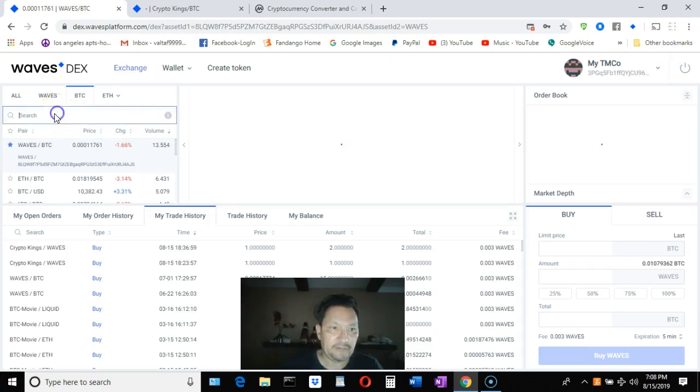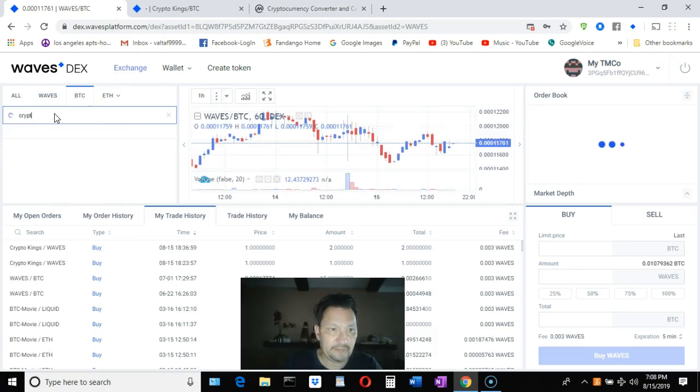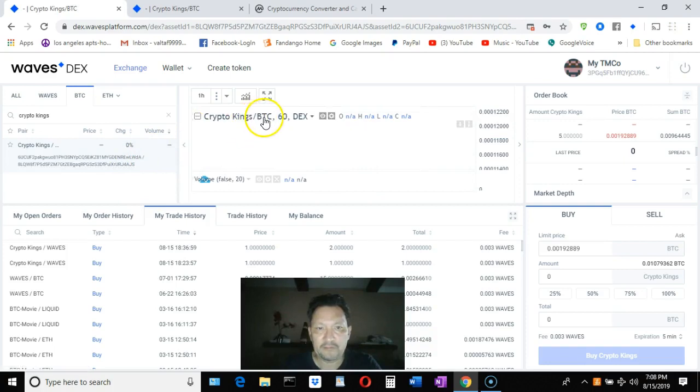And I'm going to type in Crypto Kings to look for the coin and pair it with Bitcoin. See it change right here from Waves BTC. Okay, here. See, it says Bitcoin for Waves tokens, but we're going to buy Crypto Kings tokens, and it's going to change right here. There. So we're going to use Bitcoin to buy the new Crypto Kings token. And here's the order book. And here's the buy menu already set up.